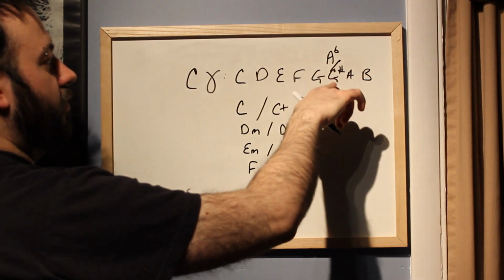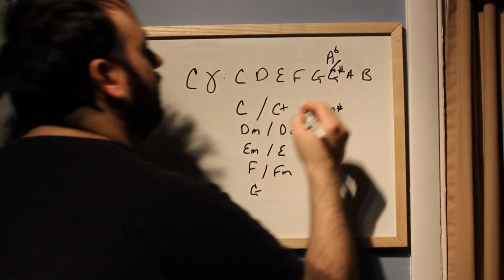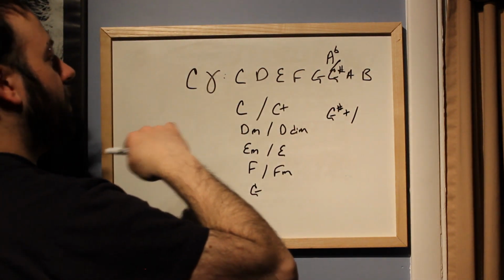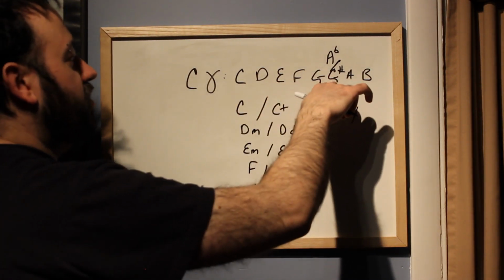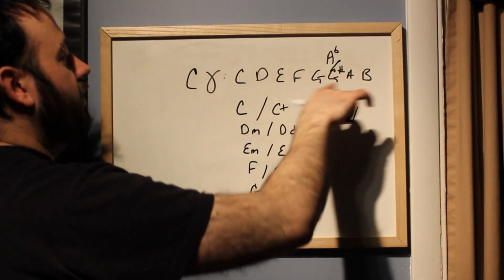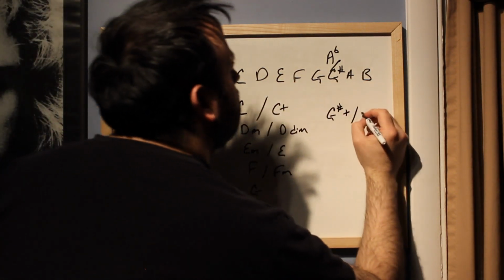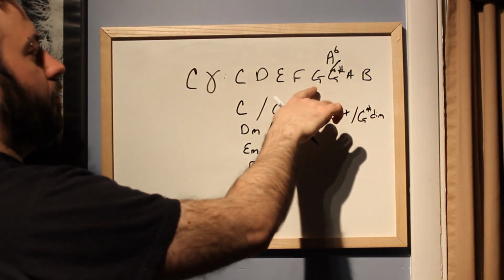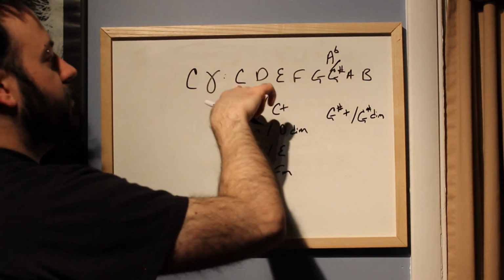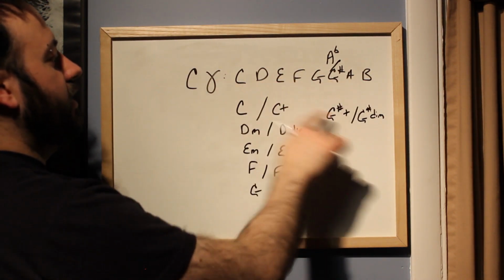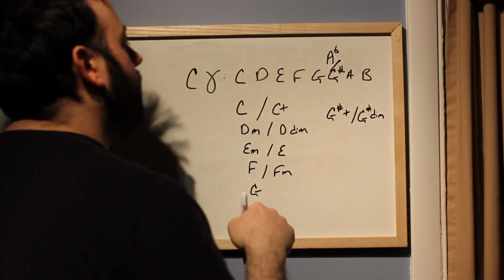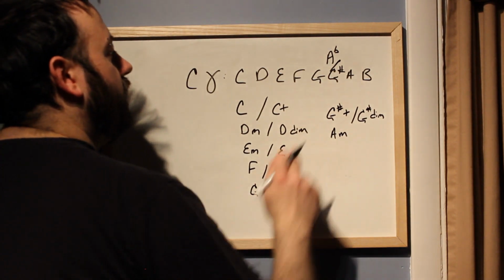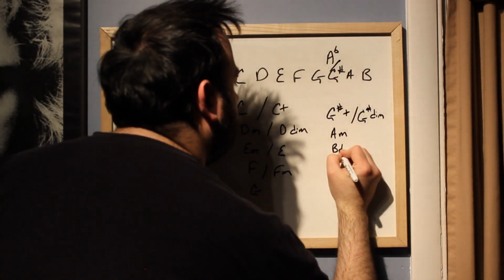If we start on G sharp, you'll see that we have a G sharp, a B, and a C. That's an augmented chord. Also, G sharp, C, and E, and G sharp, B, and D. That's a G sharp diminished triad. If we start on A, we just have a plain old A minor. And then if we do B, we still have a B diminished.